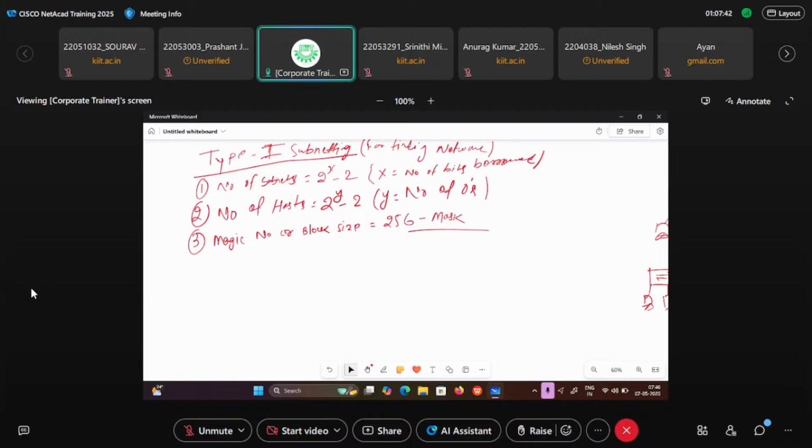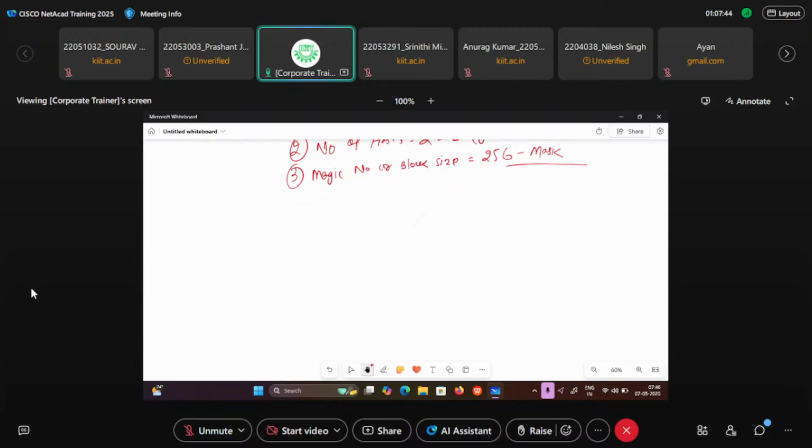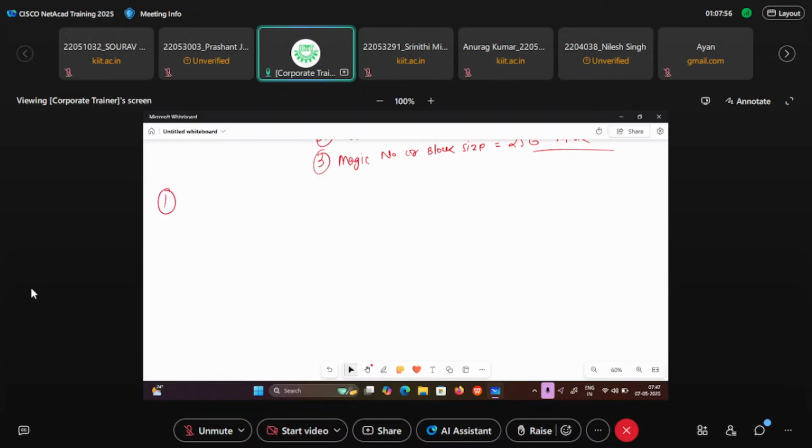So how will we calculate? First of all, you can choose any network. Suppose you want to use a class C IP address. The first thing is to find the network ID of that class. Suppose the question gives an IP like 200.10.20.20. This is one of the IP addresses I have given to you.